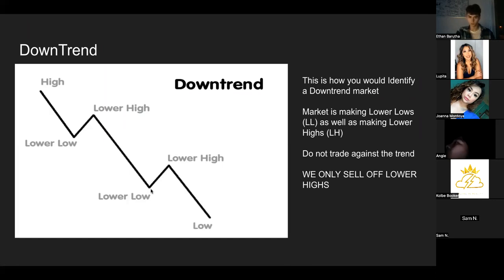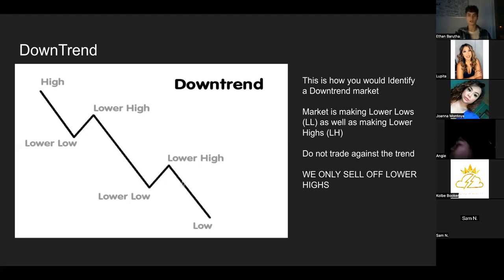Making a lower low, coming back up, making a lower high, and then sinking down again. Okay. We only sell off lower highs, which is this highest point here. We don't want to sell right here because again, market can retrace, which can activate our stop loss. We do not want that. We do not want our stop loss hit. We want our take profits hit. So to minimize that, we are going to only sell off lower highs, which is this highest point right here.